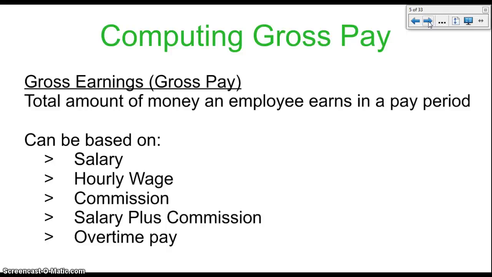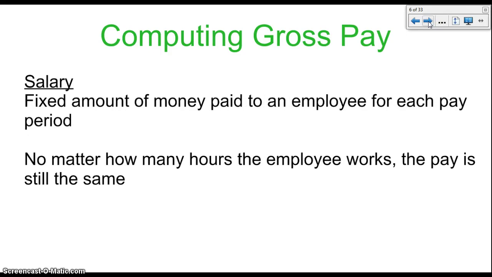And this is based on salary, hourly wage, a commission, sometimes it's salary plus commission, and then any overtime that the employee worked. Salary is a fixed amount of money paid to an employee for each pay period, so no matter how many hours an employee works, they get the same amount. Usually salary is stated as an annual figure. So you could say that they make $45,000 a year. If they're getting paid bi-weekly, that would be 26 paychecks in a year, so the accountant would take that $45,000 and divide it by 26 to figure out the gross pay for each particular pay period.